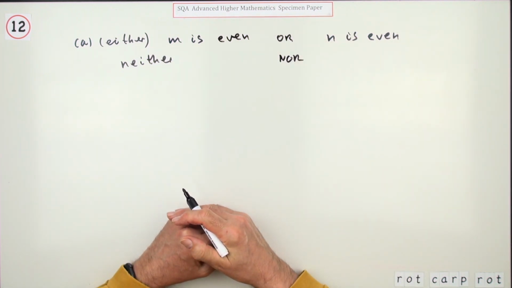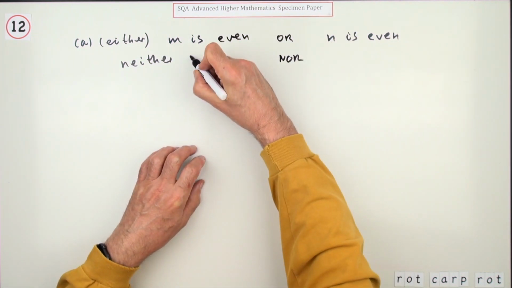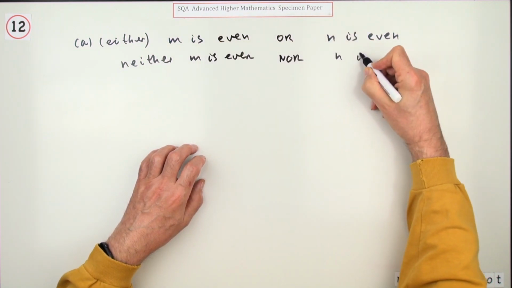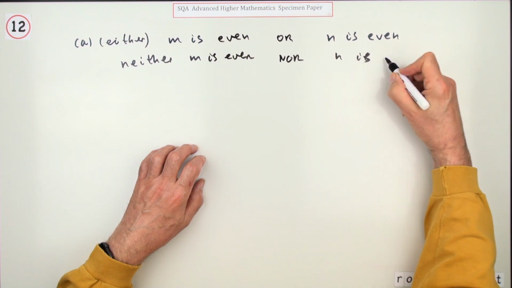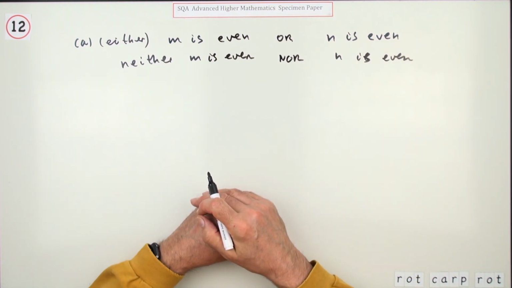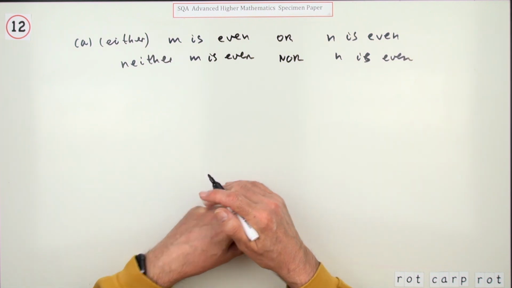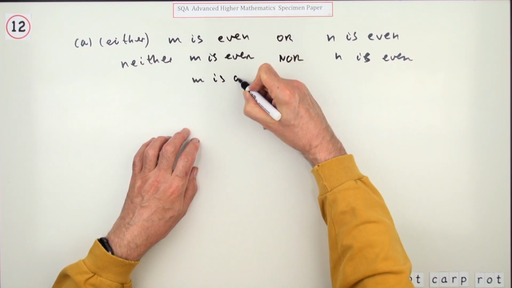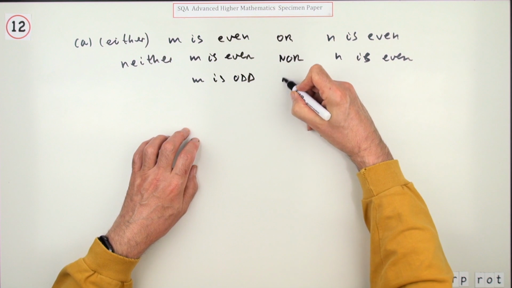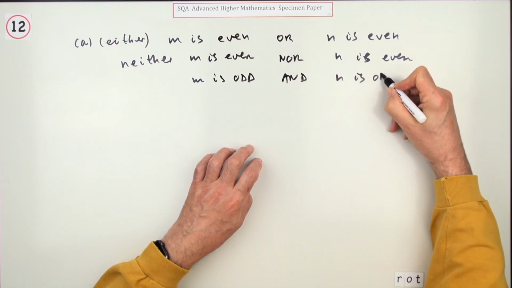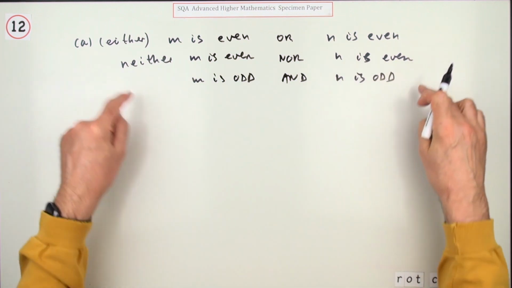Either or, negation, neither nor. Neither M is even nor N is even. But there are equivalent statements to that. Neither M is even nor N is even is the same as saying they're both odd. That's the same as saying M is, and put down the opposite, odd. Instead of or, it becomes and. N is odd.